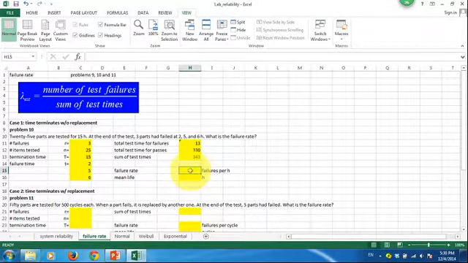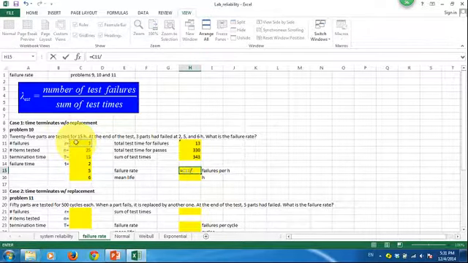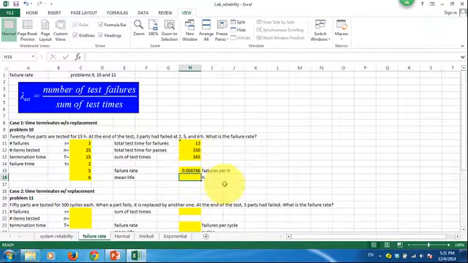So the failure rate following this definition is the R divided by the sum of test times. So then that gives us 0.008746 failures per hour. This is a very small failure rate, so it's maybe hard to understand why we have a small fraction of failures per hour. So to interpret it in another way around, we can use the mean life.